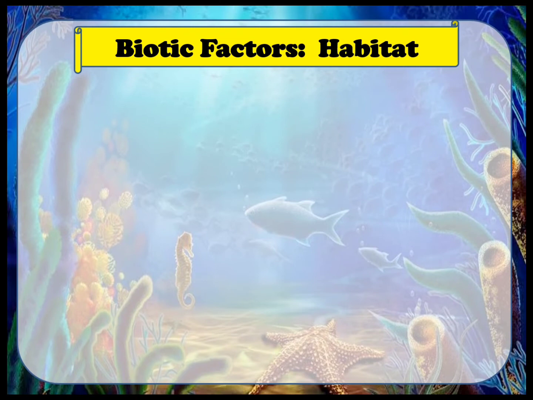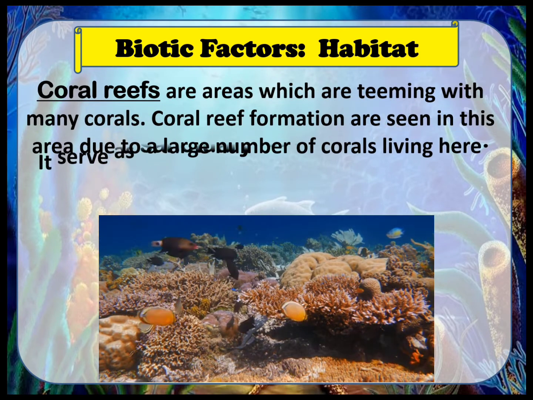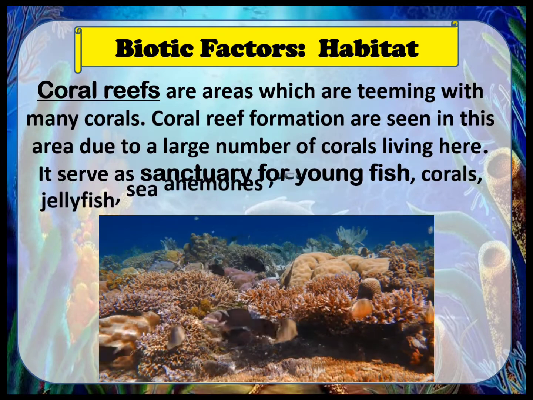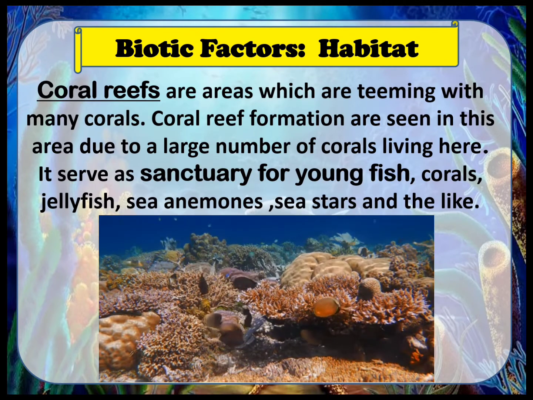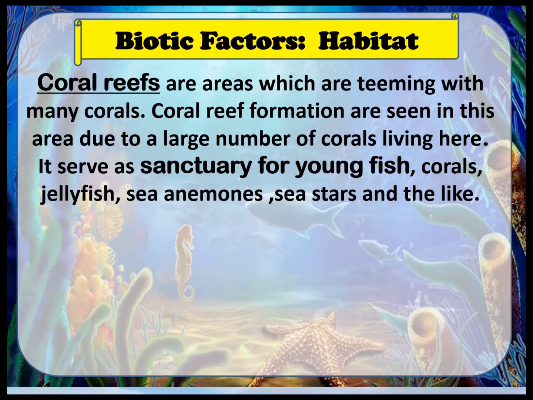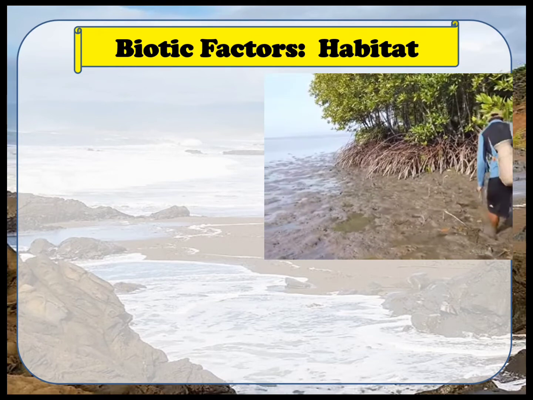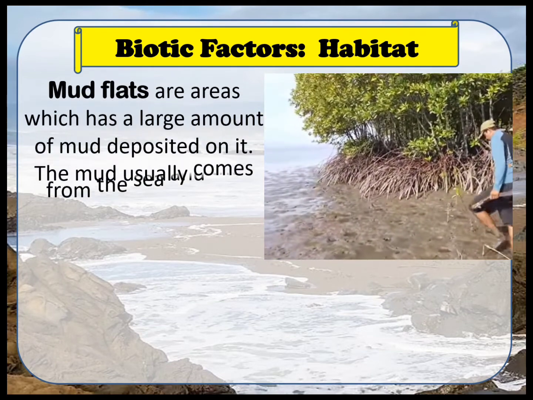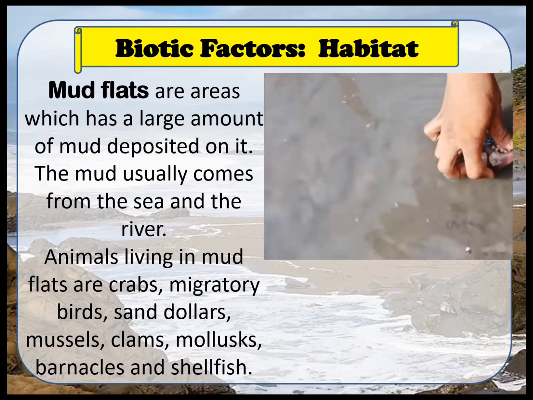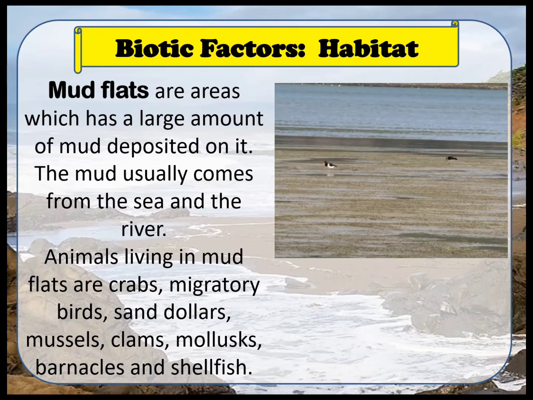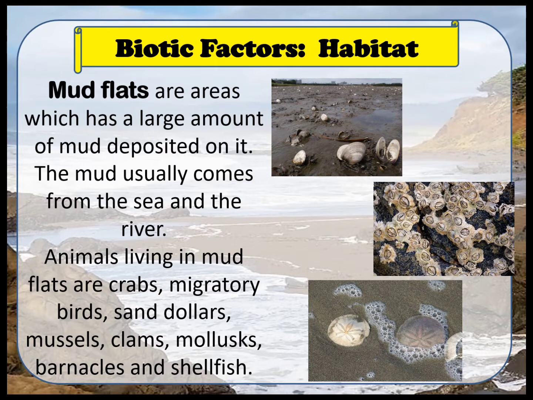Coral reefs are areas which are teeming with many corals. Coral reef formations are seen in this area due to a large number of corals living here. It serves as a sanctuary for young fish, corals, jellyfish, sea anemones, sea stars, and the like. Mudflats. Mudflats are areas which have a large amount of mud deposited on them. The mud usually comes from the sea and the river. Animals living in mudflats are crabs, migratory birds, sand dollars, mussels, clams, mollusks, barnacles, and shellfish.